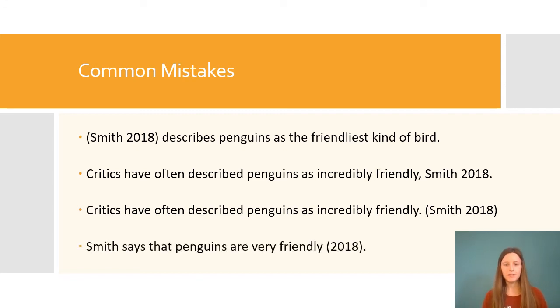One final example here, Smith says that penguins are very friendly, 2018. This is almost right, but as we talked about in the previous slide, if you have the author's name in your sentence, you want to put the year in parentheses right after the author's name. So remember, Smith, 2018, says that penguins are very friendly. So just move that 2018 in parentheses up to the beginning of the sentence. So those are a few common mistakes.